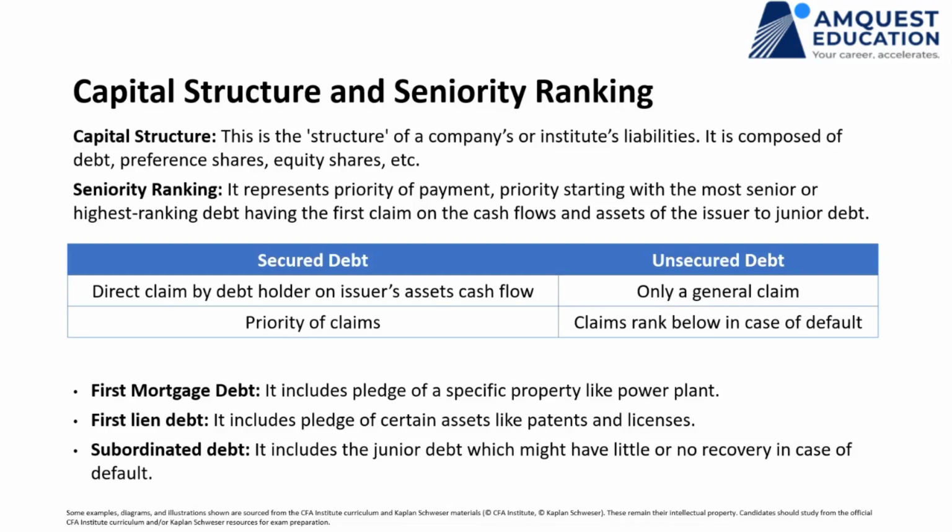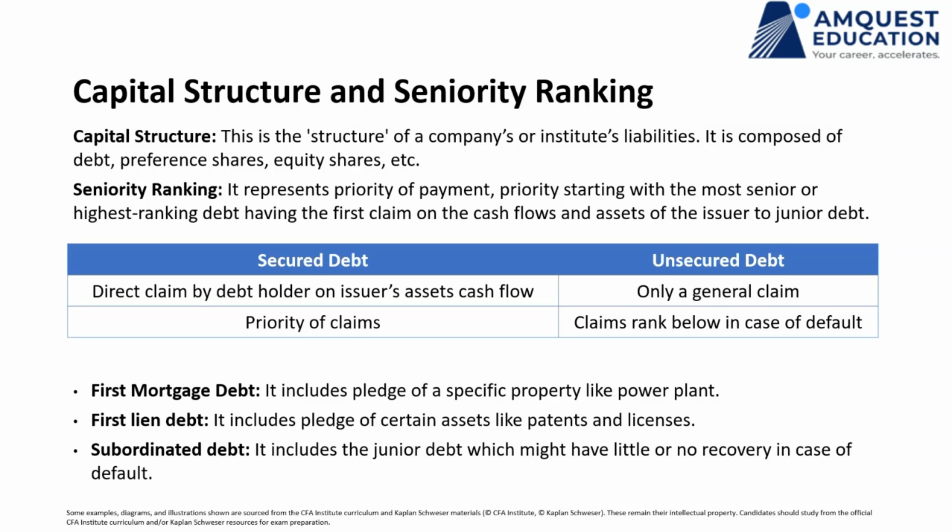Then in this category also comes first mortgage debt. It includes a pledge of a specific property like a power plant. It is a mortgage debt. Mortgage debt means it's a loan based on a mortgage. I've given you a real estate property as collateral. That could be a plant, that could be real estate, a residential complex, whatever it is. But there's real estate backing the loan.